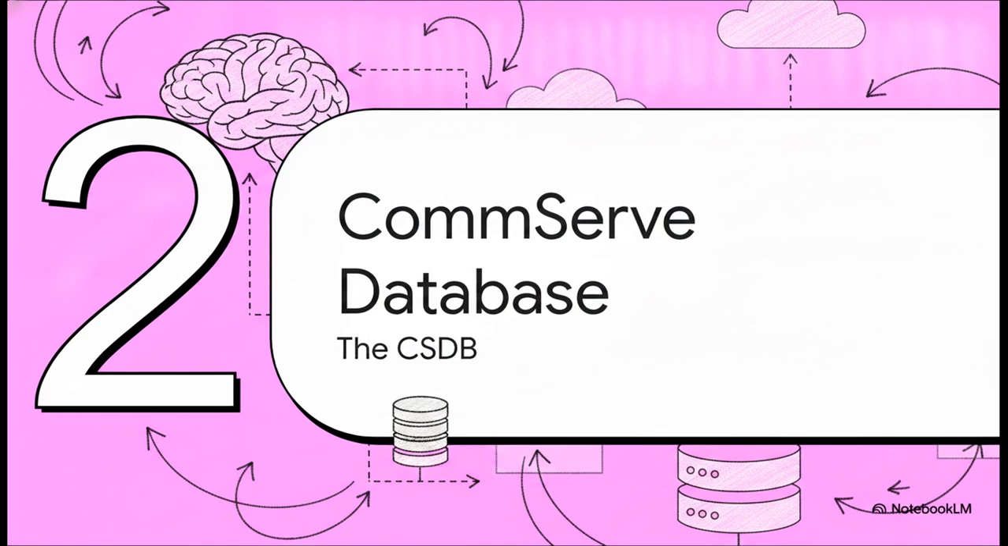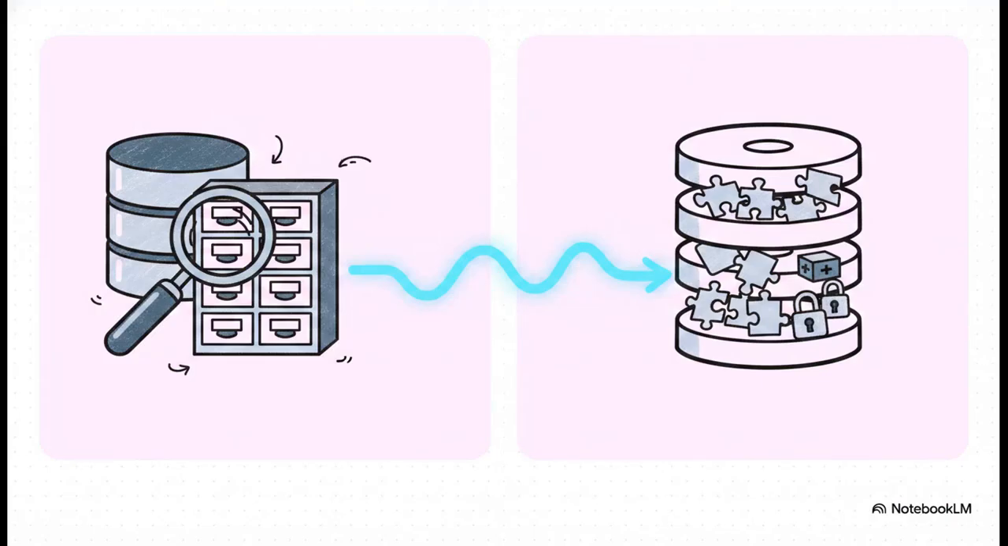Moving right along to Section 2, let's talk about the most critical piece of that brain, the CommServe database. The CommServe database runs on Microsoft SQL Server, and inside it, you'll find every single job record, the entire configuration of your CommCell, all your schedules, your plans, and a complete audit trail. Now contrast that with your actual backup data, which is just sitting on a disk somewhere else. Here's the catch, though. The backup data on the disk is utterly useless on its own without the CSDB. Why? Because the database is the only thing that knows what each piece of data actually is. It's literally the index card catalog for your entire library.